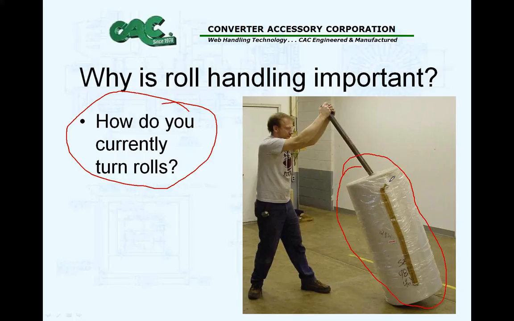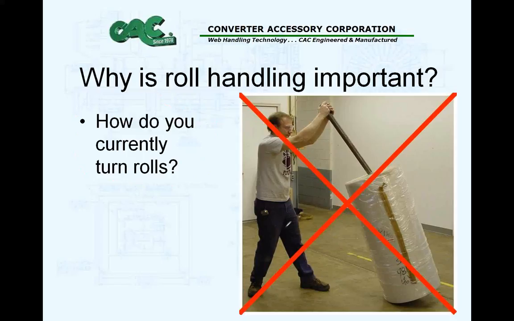And the question is, how do your operators currently turn rolls of material to get them from a perpendicular to a horizontal position? And a lot of times the guys will just take a pipe and stick it in the core. You create a lever arm here, and they pull down on the pipe, and that allows this roll to basically fall over, and that's your turning process.